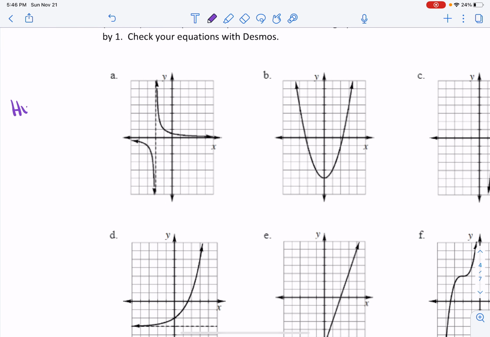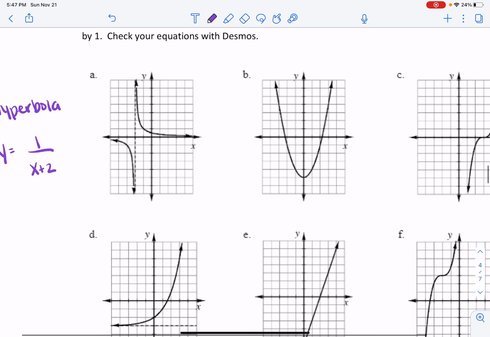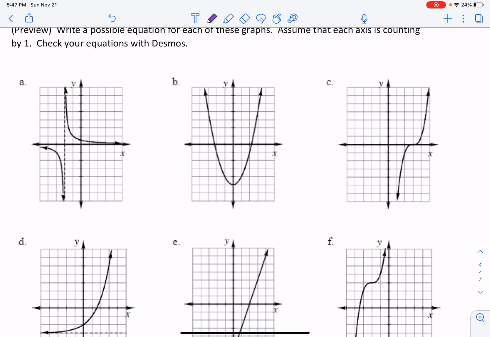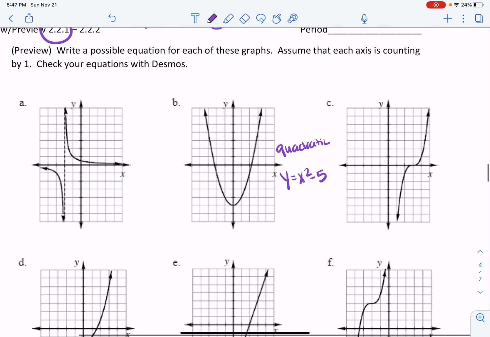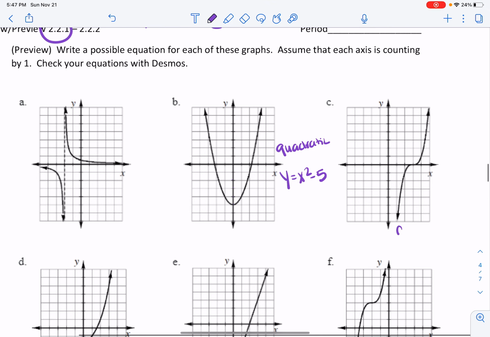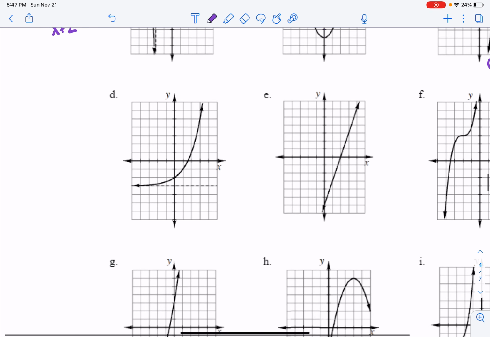So this first one here is a hyperbola, and that'll be y equals 1 over x plus 2. This one is quadratic, and that looks like to me 1, 2, 3, 4, 5. So that to me looks like y equals x squared minus 5. This one is cubic. So it looks to me like this is y equals (x minus 3) cubed, something like that. Again, go play around with the sliders.